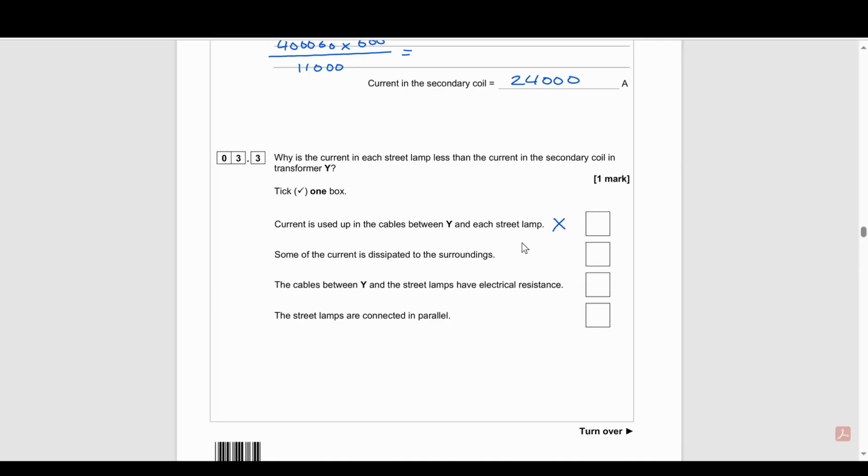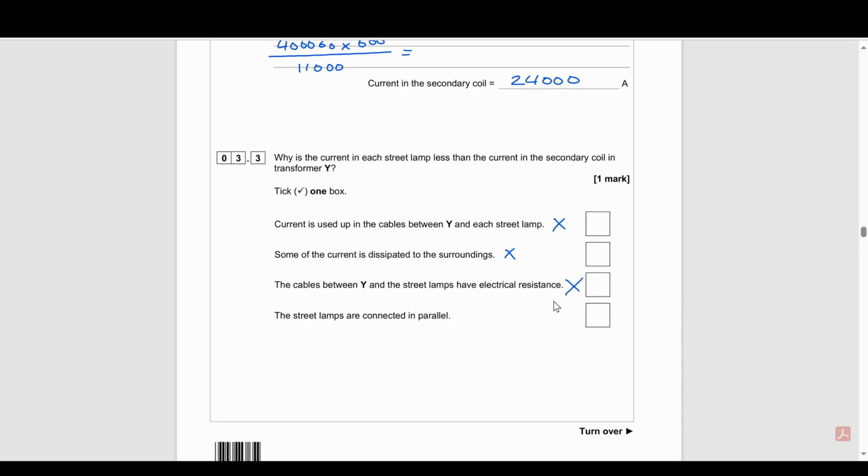Some of the current is dissipating to the surroundings. Well, we already discussed this. This is supposed to be lower now because of the step down transformer, and because we use a step up transformer and we've increased the potential difference. So that can't be correct now. The cables between Y and the street lamps have electrical resistance. Well, that is quite true, but the cables would also then mean that so would the coil. So that wouldn't explain the reason why the current is always going to be lower.